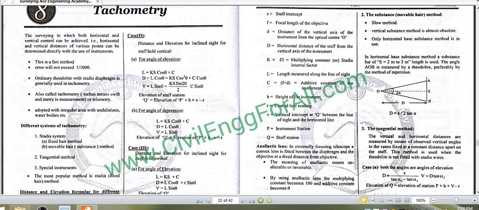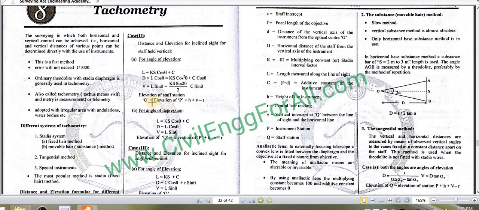In case 2, the distance and elevation for an inclined line of sight with the staff held vertically, you will have to use this equation. The formula changes. If you want to find out the length, it is given by L equals Ks plus C, and for the distance you take the angle of the line of sight, theta, and put it in. The horizontal distance can be given by D equals L cos theta, which equals Ks cos square theta plus C cos theta. And if you want to find out the vertical height from the horizontal line of sight, V can be given as Ks sin 2 theta by 2 plus C sin theta.